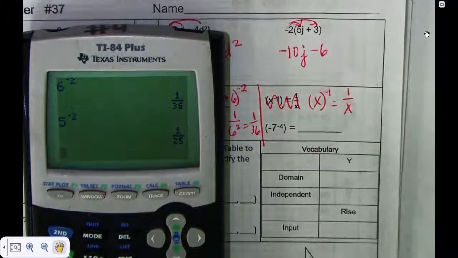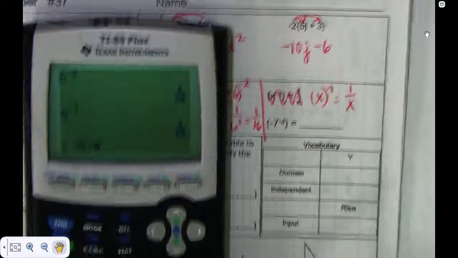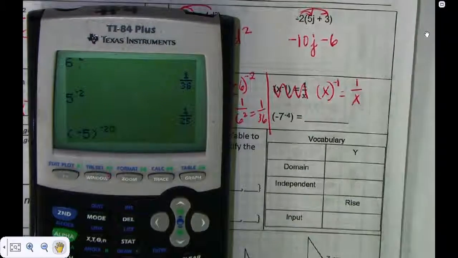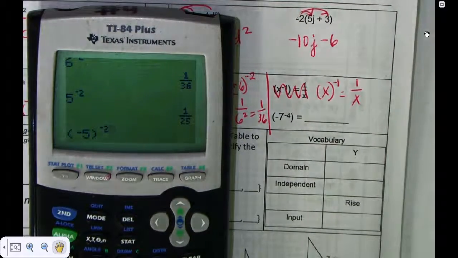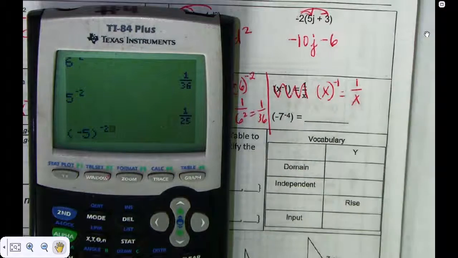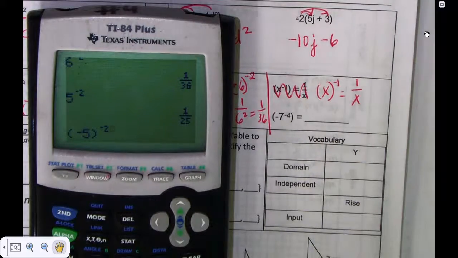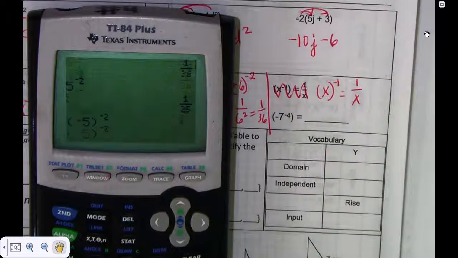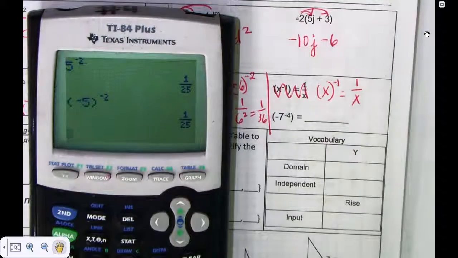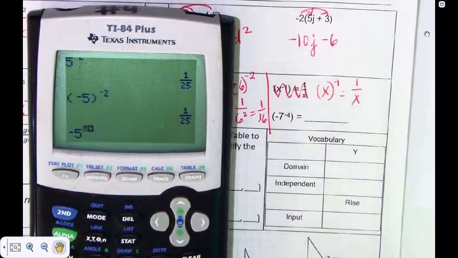Now, let's put it in parentheses, negative 5, parentheses, arrow up to the negative 2. Before you hit enter, what do you think the answer is going to be? Okay, I hear negative 1 over 25, and I heard 1 over 25. Who votes for the negative answer? Who votes for the positive answer? Because a negative times a negative is a positive. Hit enter. 1 over 25. But now, let's just hit -5 arrow up to the -2.